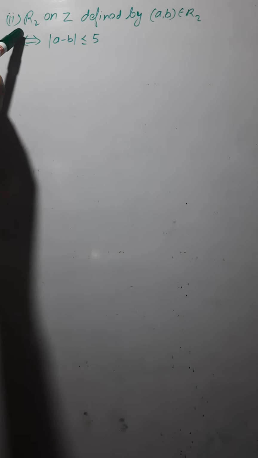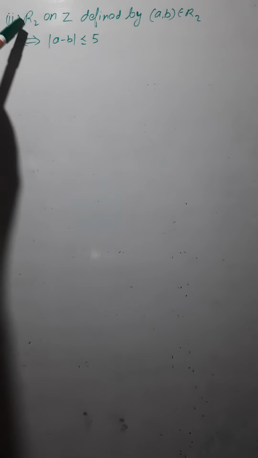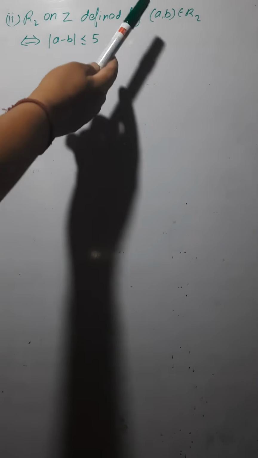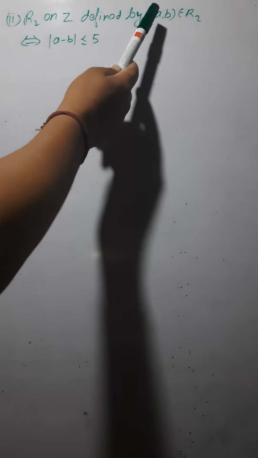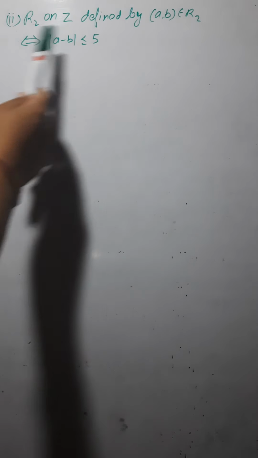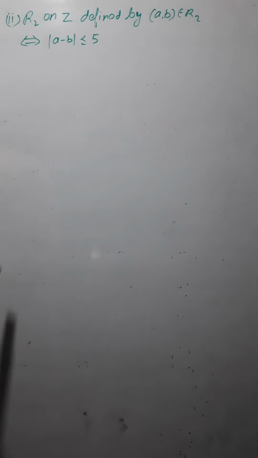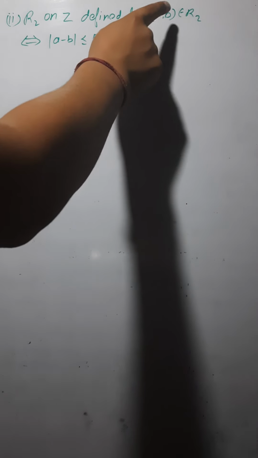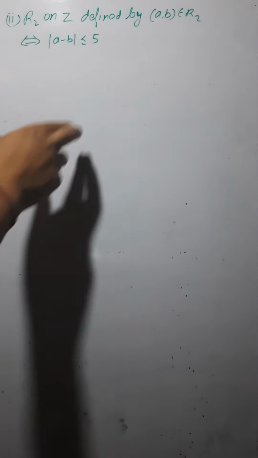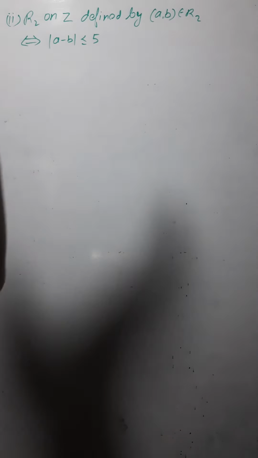The question is: we have a relation R2 on Z, where Z is the set of integers. The relation R2 is defined by the ordered pairs (A, B) belonging to R2 if and only if the modulus of A minus B is less than or equal to 5. That is the condition given here. It means you have only those ordered pairs in R2 for which the modulus of the difference is less than or equal to 5.